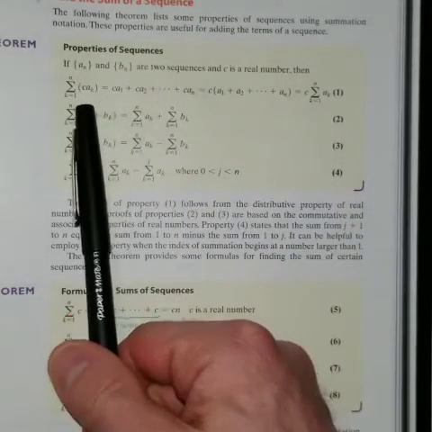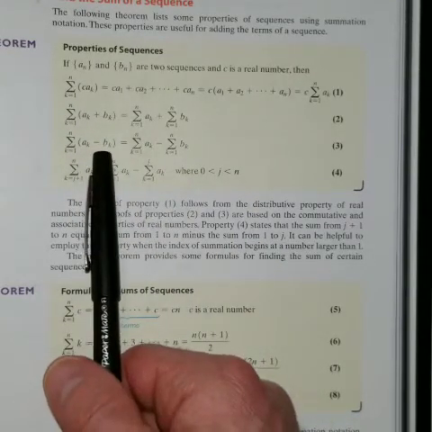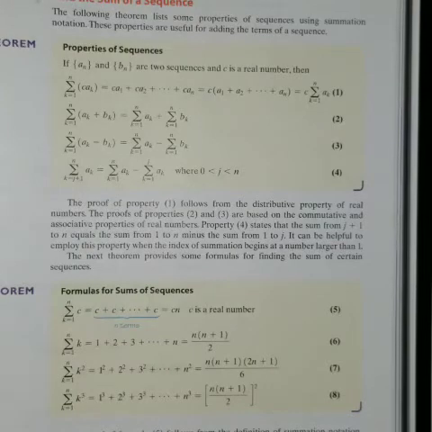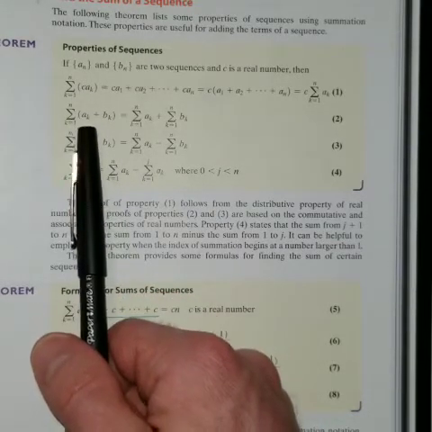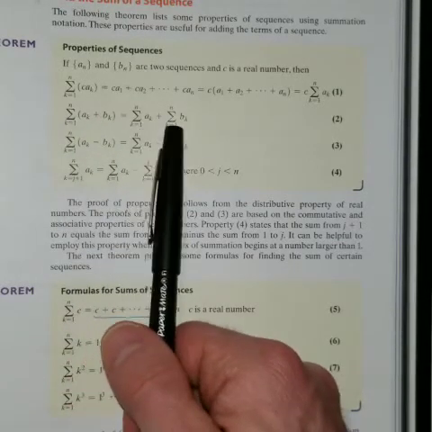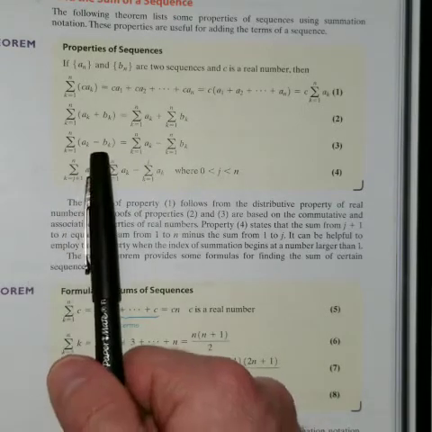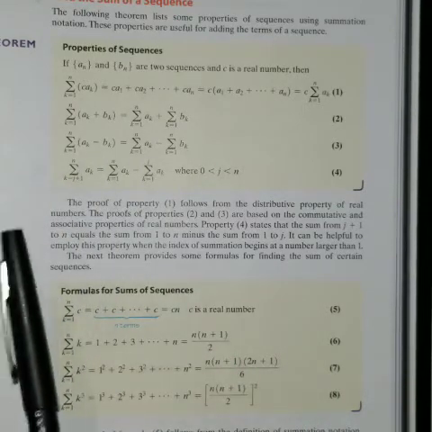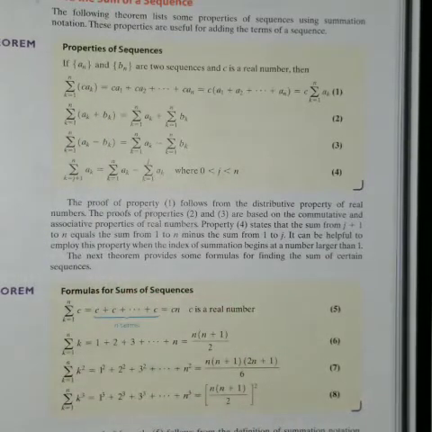This first one is when you're combining different terms and then adding those combinations together. So for instance, if you had two different sequences that you were adding together, you could just add the sums separately. Same thing for subtraction and some other stuff in there. This is multiplying by a constant.